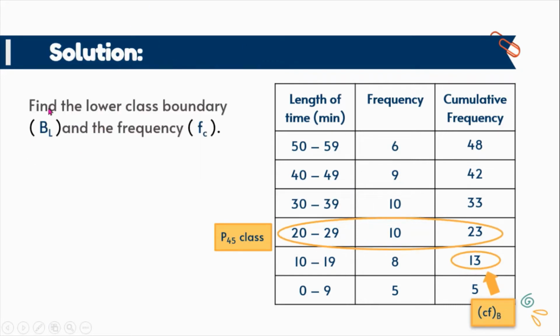So next, find the lower class boundary, B sub L, and the frequency F sub C. In finding the lower class boundary, we will use 20 and 19. We are going to find the mean of 20 and 19. So B sub L is equal to 20 plus 19 all over 2. That's 19.5. And the frequency of the P sub 45 class is 10, so our F sub C is 10.